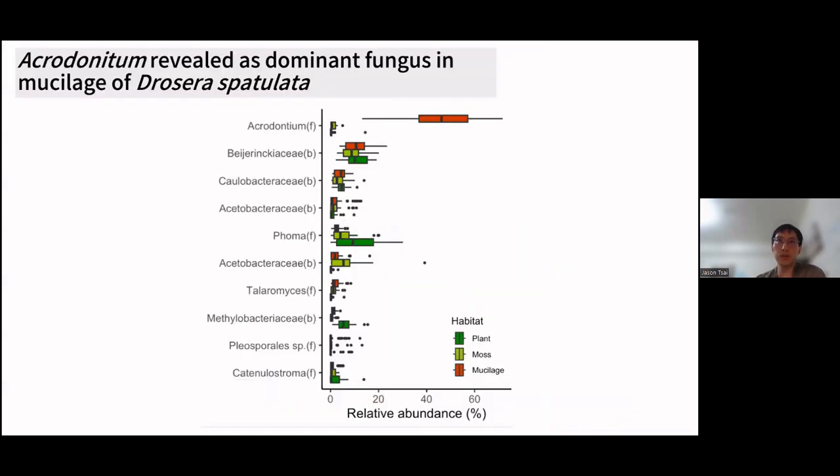The next result was very straightforward. When we investigated the major microbial taxa throughout all samples, we found that the mucilage was dominated by Aquodontium crateriforme. As you can see in the box plot here, this has an average of around 50% relative abundance per mucilage sample.